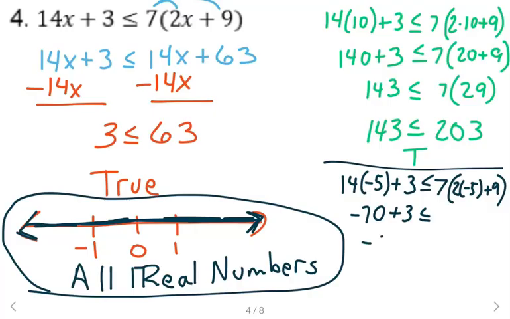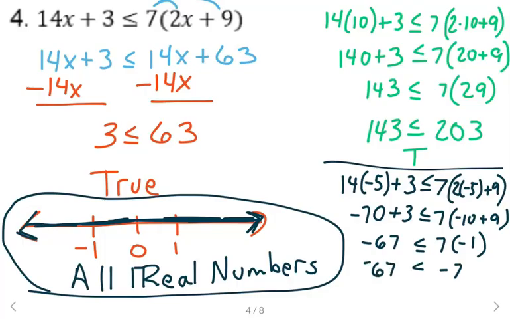Plus 3, if I go ahead and do that, negative 67. On the right side, we'll multiply first. 2 times negative 5 is negative 10. Negative 10 plus 9 is negative 1. 7 times negative 1 is negative 7. So negative 67 is less than or equal to negative 7. So again, that's a true statement. You could try any values you want, and it will work in this inequality. So we have all real numbers.